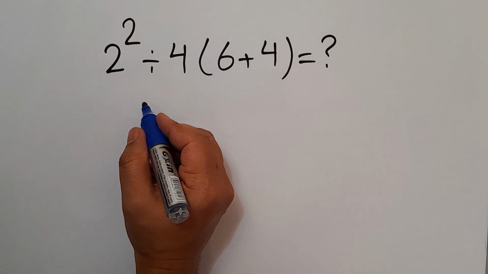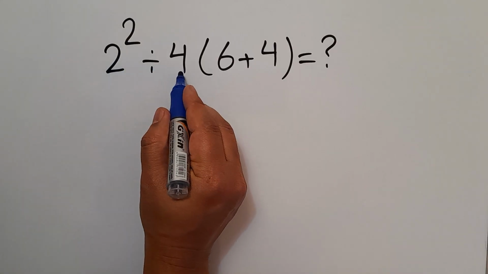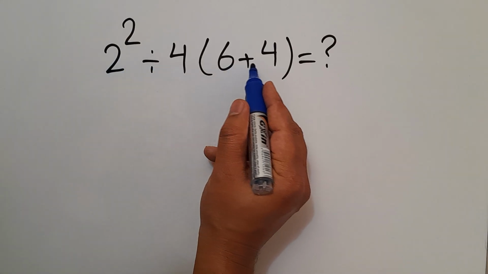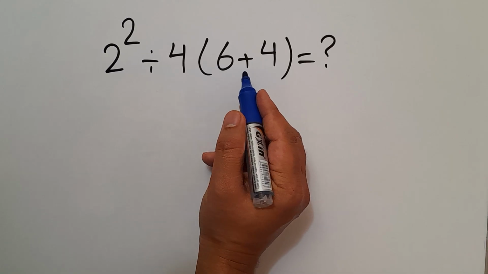In this video we want to calculate this expression: 2 squared divided by 4, then times 6 plus 4. Are you ready to solve? Let's go ahead and get started.